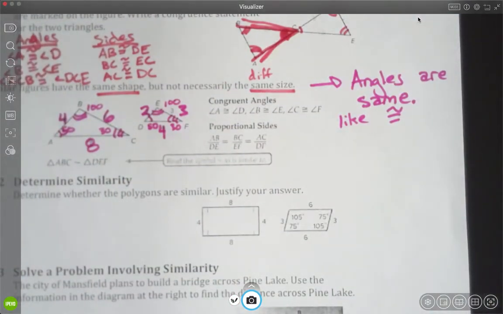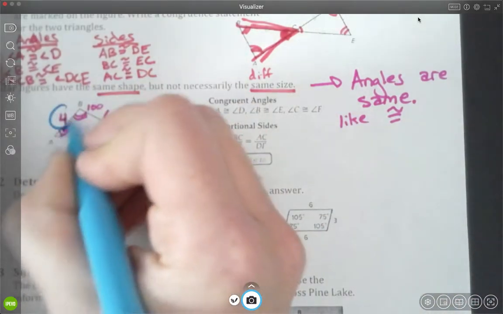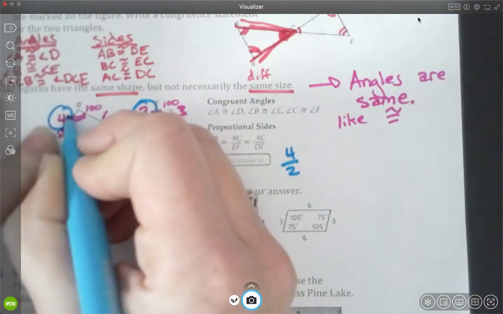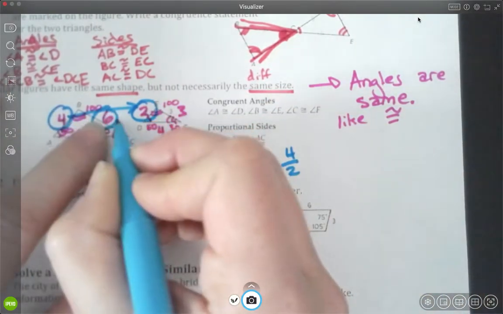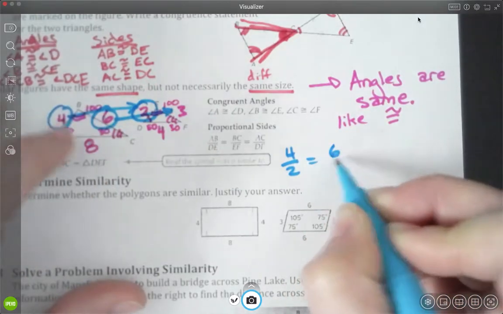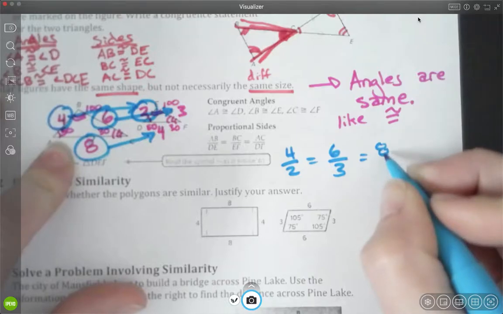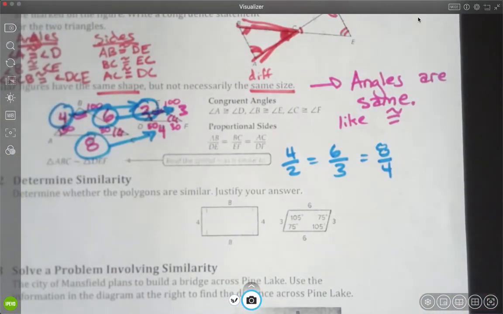You know that they are similar because if I make proportions, 4 over 2, 4 divided by 2, has to be the same as 6 divided by 3, which is the same as 8 divided by 4. You see where I'm getting these numbers from? The sides. If I do this side over this side, and this side over that side, and this side over that side, all of those have to be the same number.